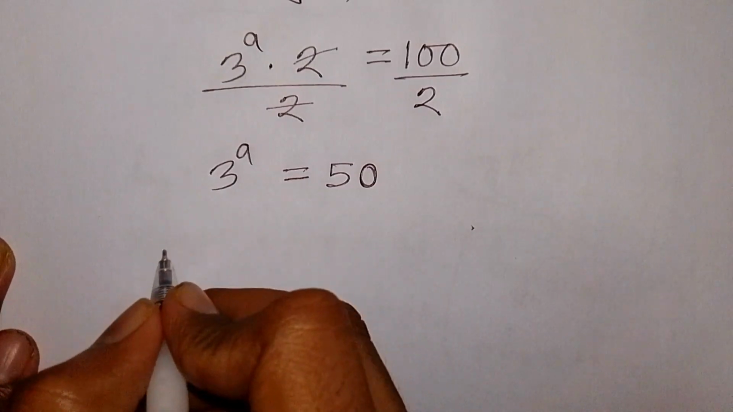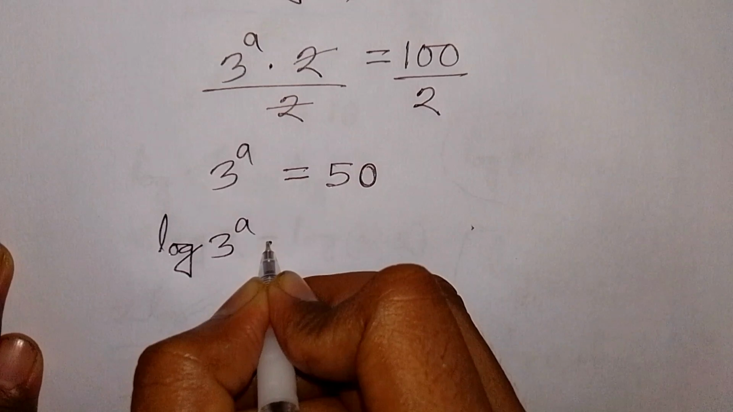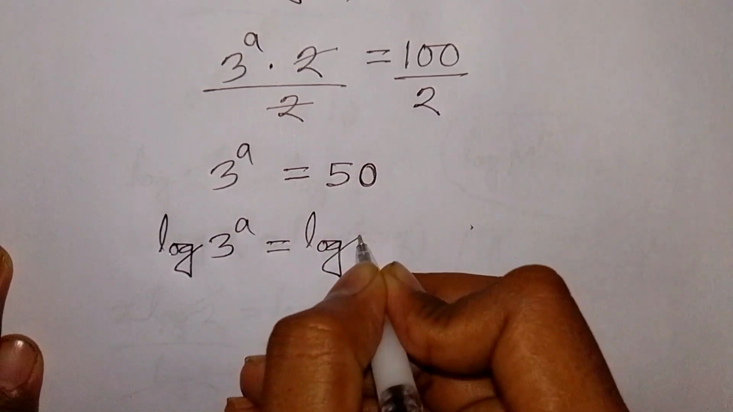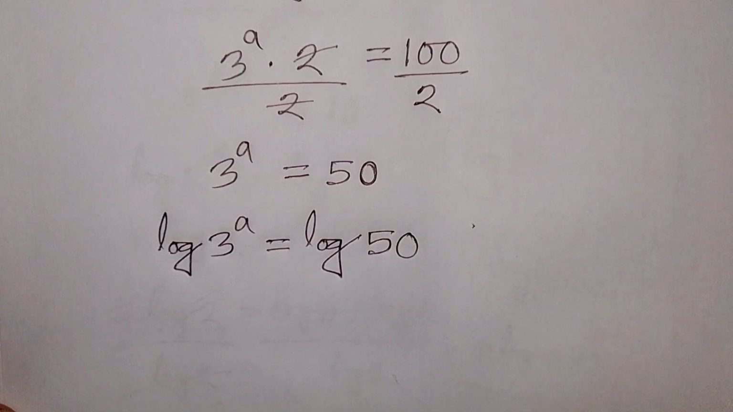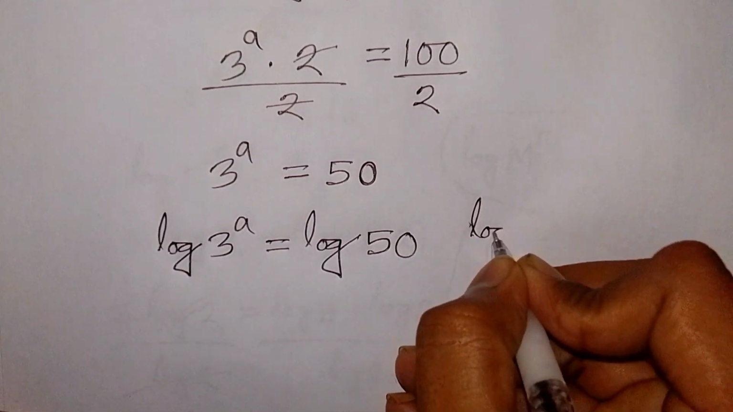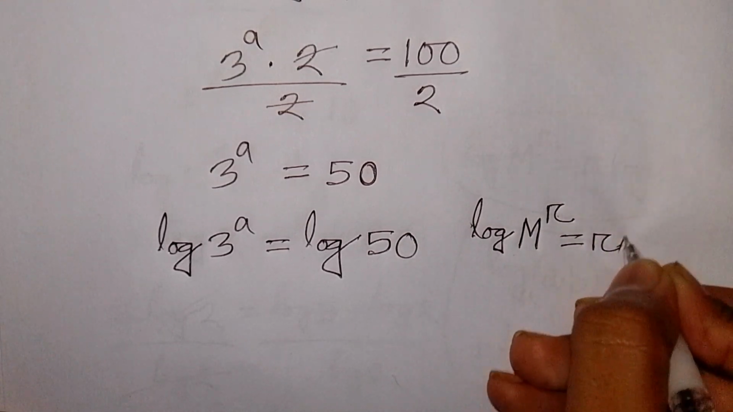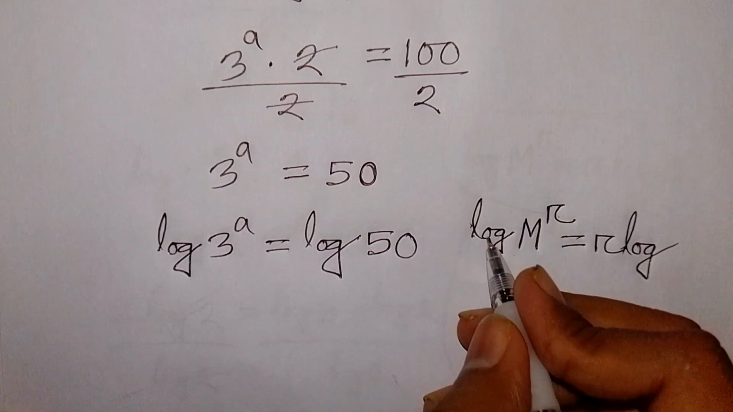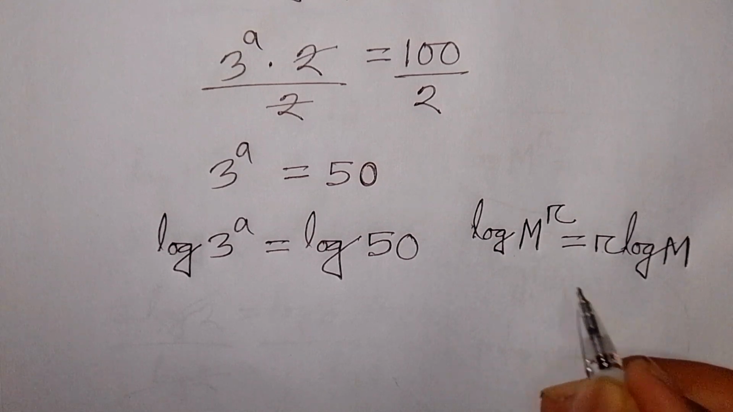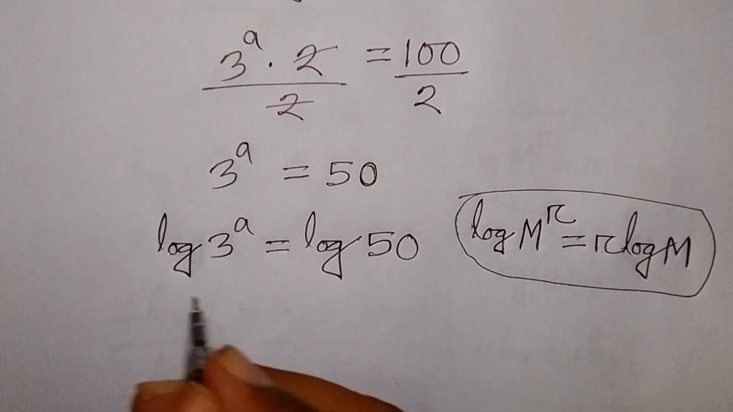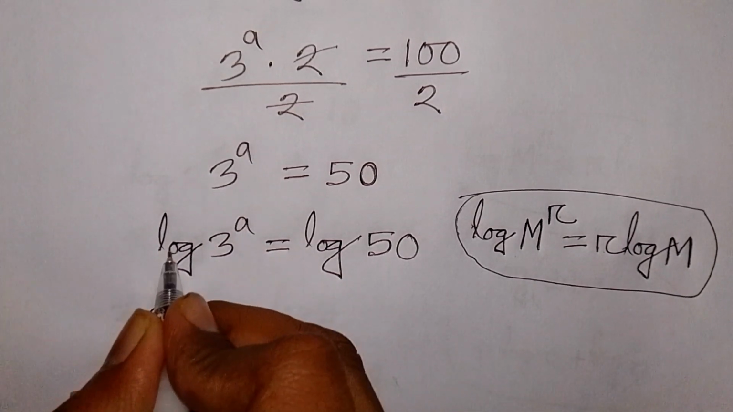Now we apply log on both sides. Log of 3 power a is equal to log of 50. Now here we apply the rule that log m power r is equal to r log m. This power moves to the front. So according to this rule, here this power a will move to the front, so it will be a log 3.